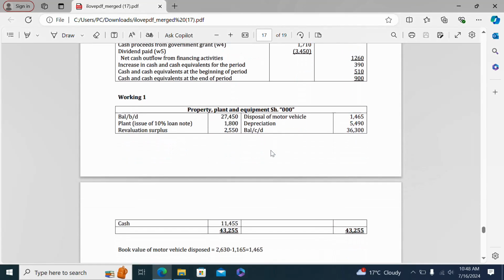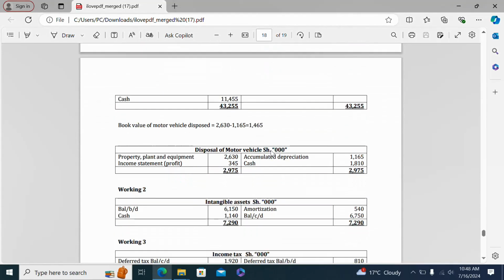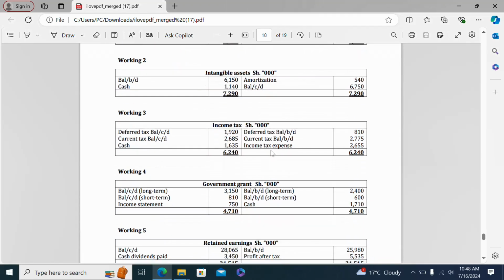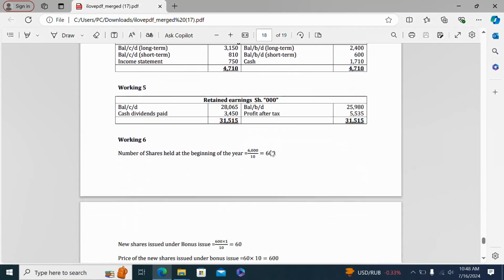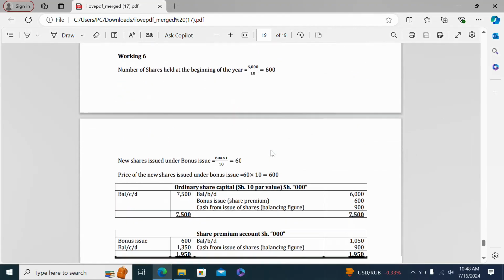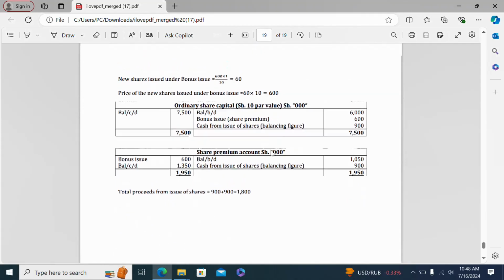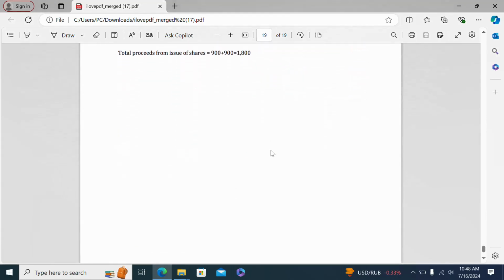And the workings for that statement of cash flows. These are working 2, working 3, working 4, working 5, working 6. So they are up to working 6. So you can use those answers for revision.